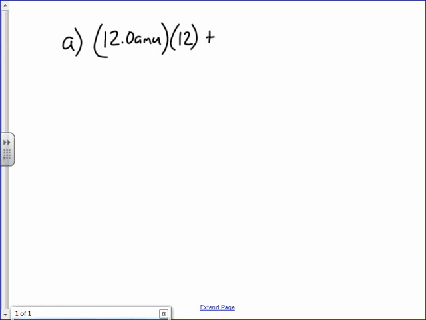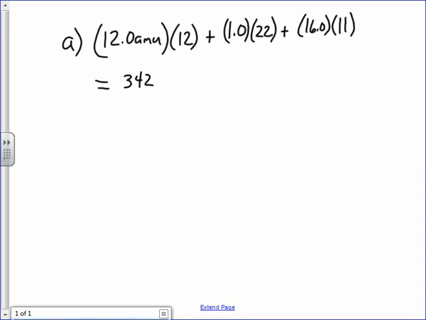And then we're going to add that to the hydrogen here, which is about 1.0. And there's 22 of those. And we're going to add that to the oxygen, which is about 16.0. And there are 11 of those. Okay. When we multiply and add all those together, we're going to end up with a fairly big number here. I'm getting 342. And we're going to report that as AMU because that's what we've shown in the example so far.